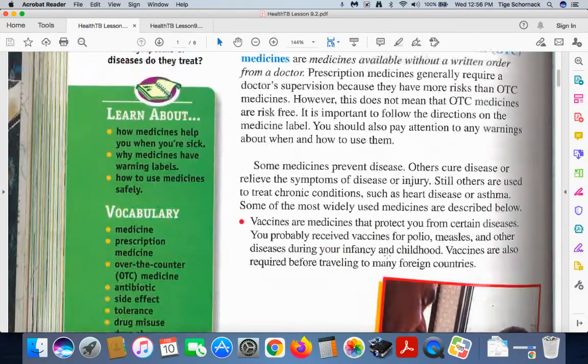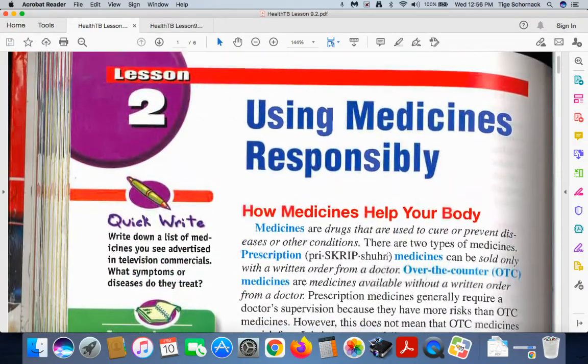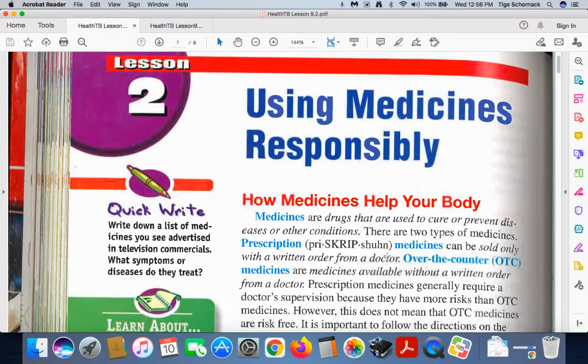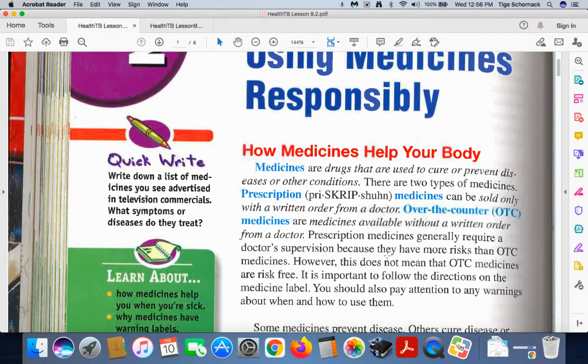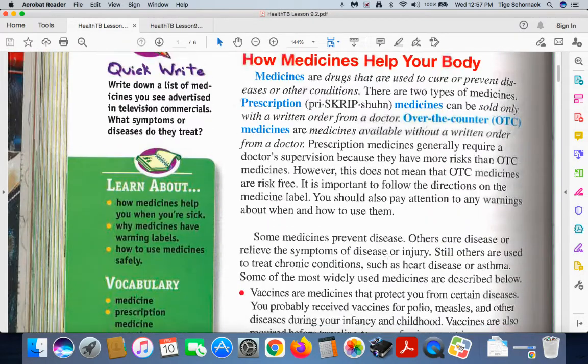Page 234 in the book. This is 9.2. 9.1 was alcohol. Quick write. It says, write down a list of medicines you see advertised in television commercials. What are the symptoms or diseases they treat? Again, we're not going to do the quick write. We're going to talk about that.